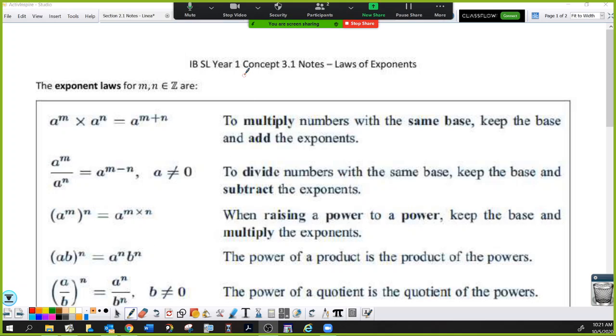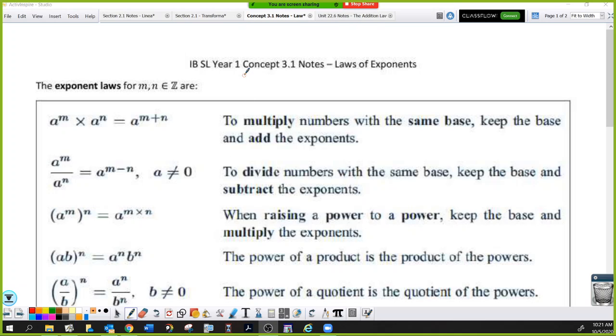Unit 3 begins with laws of exponents. Good old Algebra 1 review. This is Algebra 1 / Algebra 2, but you should have learned these things in Algebra 1.